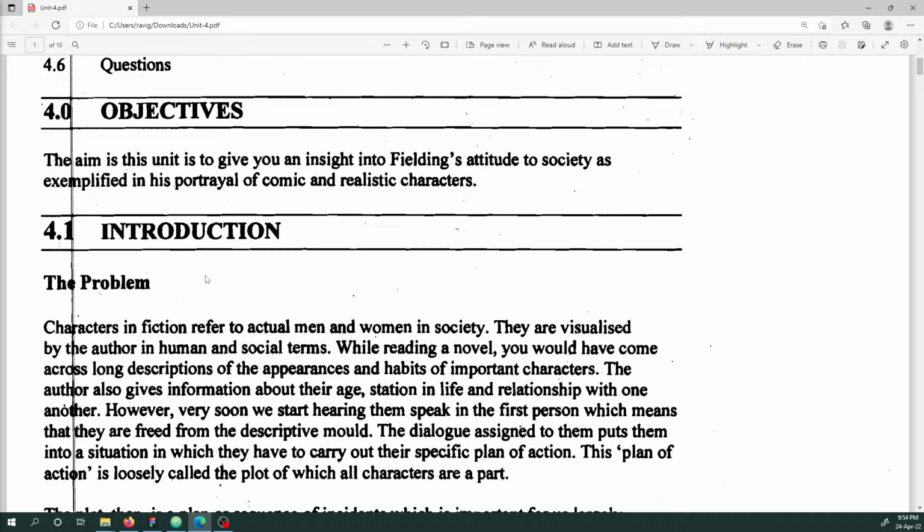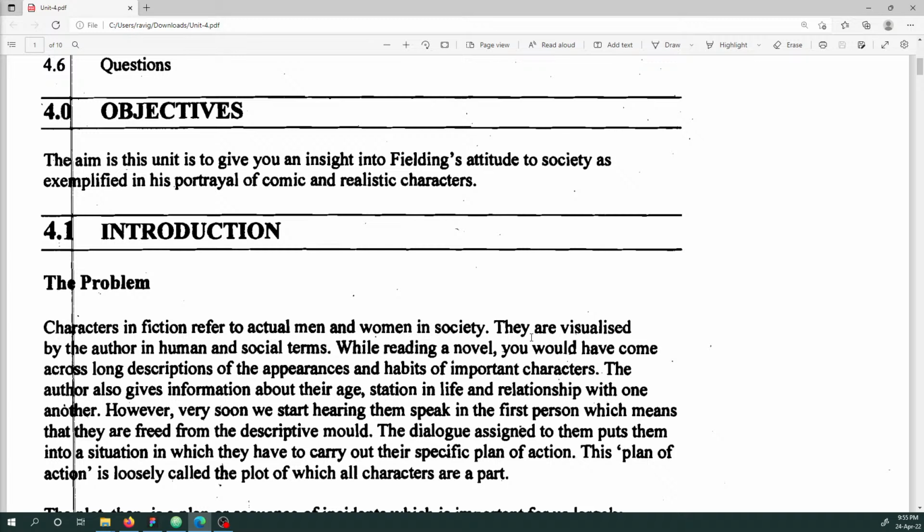4.1 Introduction. The problem. Characters in fiction refer to actual men and women in society. They are visualized by authors in human and social terms. While reading a novel, you would have come across long descriptions of the appearances and habits of important characters. The author also gives information about their age, station in life, relationship with one another.